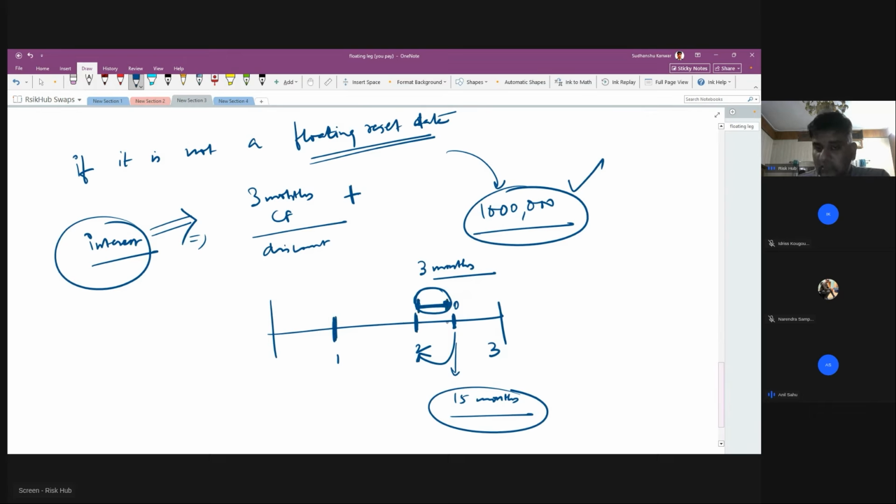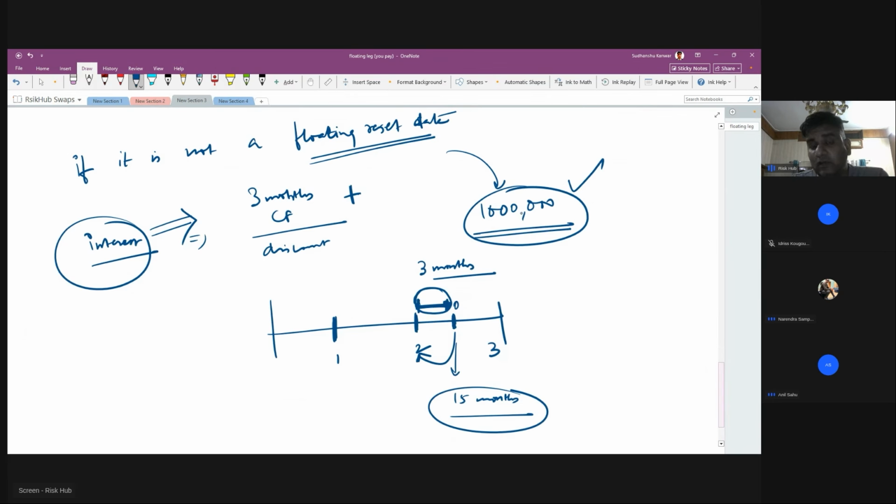We will discount that with the SOFR, the SOFR of that month, that 15 months, whatever is given. And we'll add it to your principal notional amount. Notional. That's it.